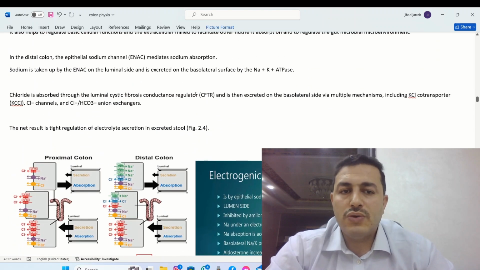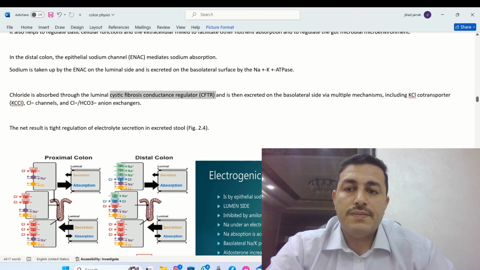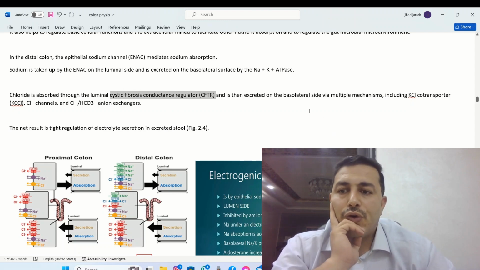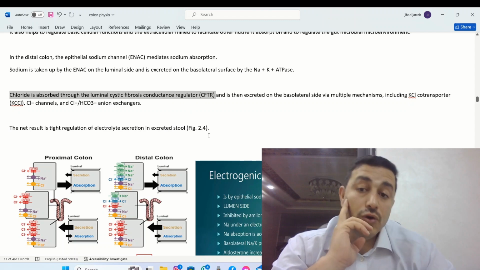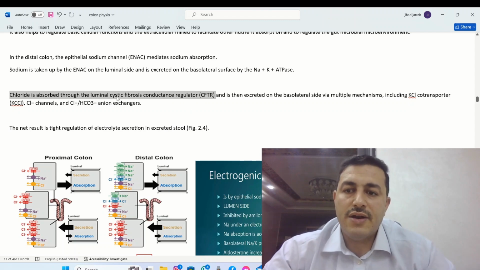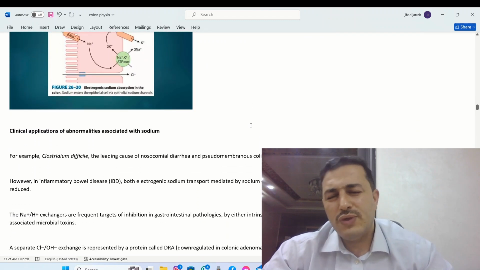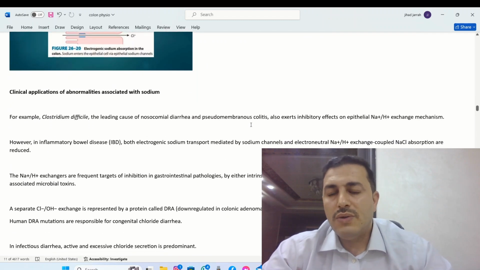regulation. Also, I don't want to forget that we have the cystic fibrosis conductance regulator, which is mainly in the distal colon and responsible for the absorption of sodium. And what else? Chloride absorption in the colon, especially in the distal colon, is under the regulation of the cystic fibrosis conductance regulator. Okay, we don't want to go deep at the molecular level because we will get there actually.